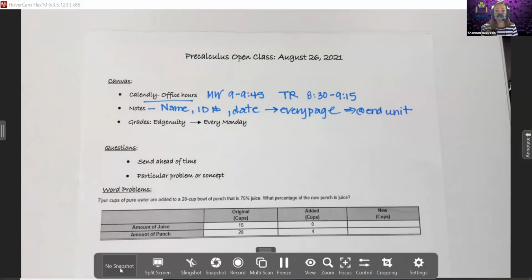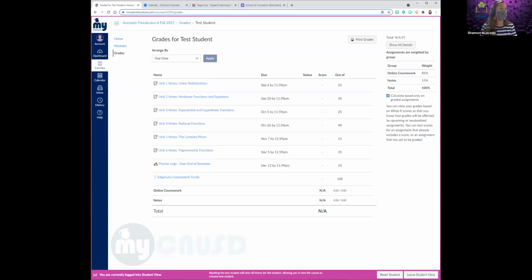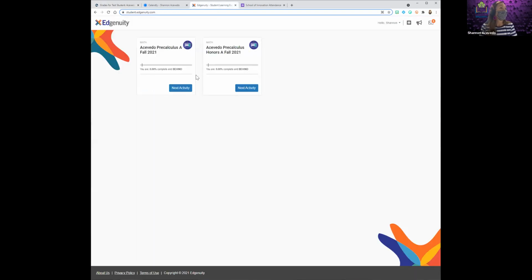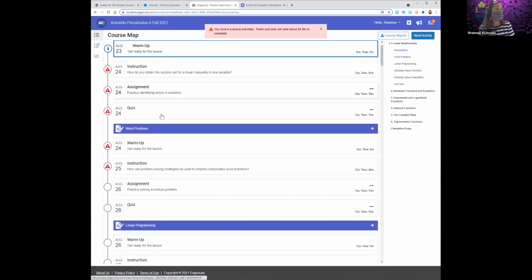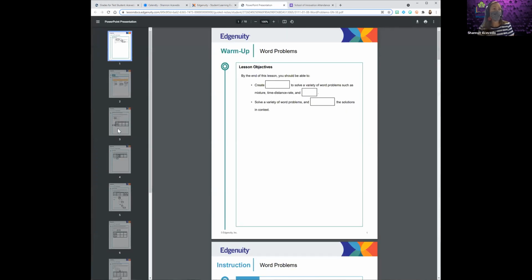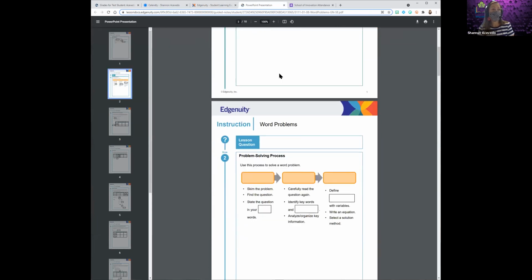Edgenuity. And when you're in your Edgenuity screen, if you click on this to get to the guided notes, just click the little icon right here next to the topic. And those are the sections that have the guided notes. Most of ours have them, so you can see they're here.